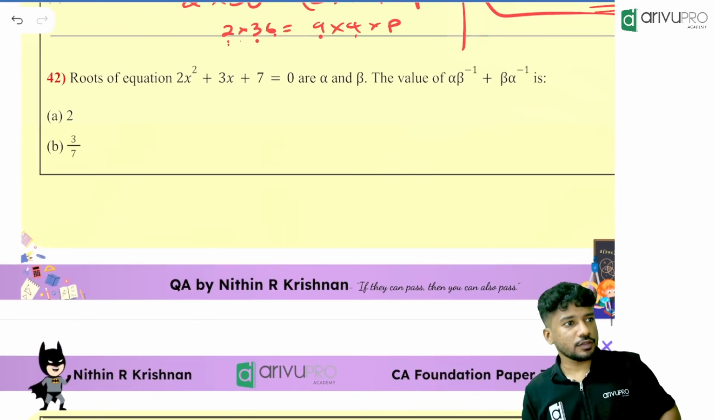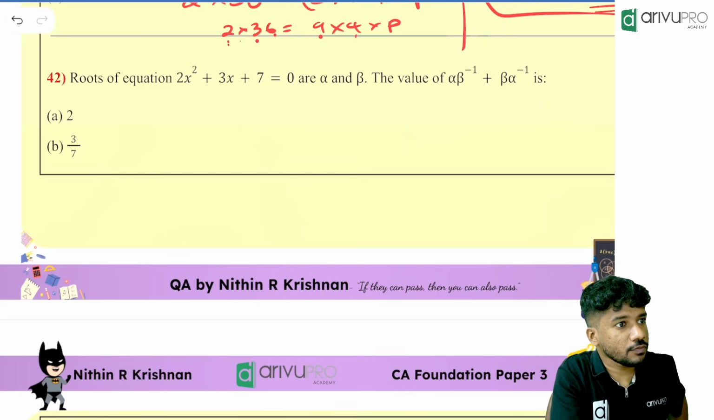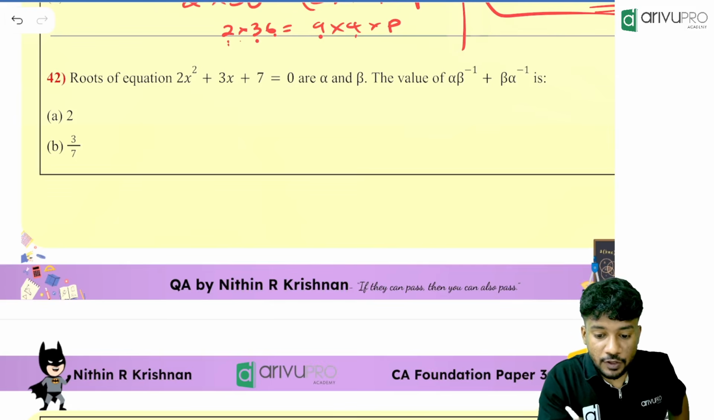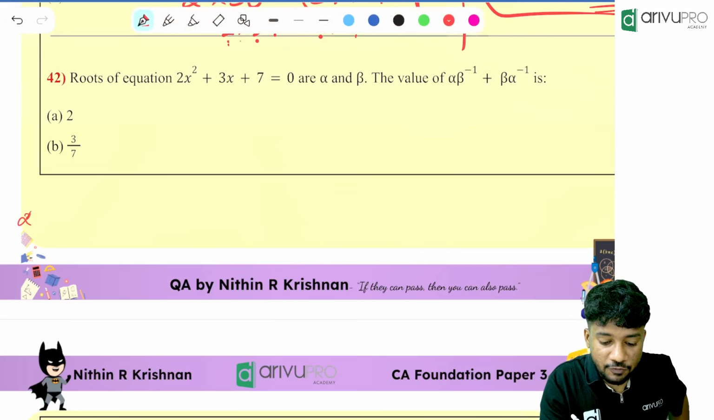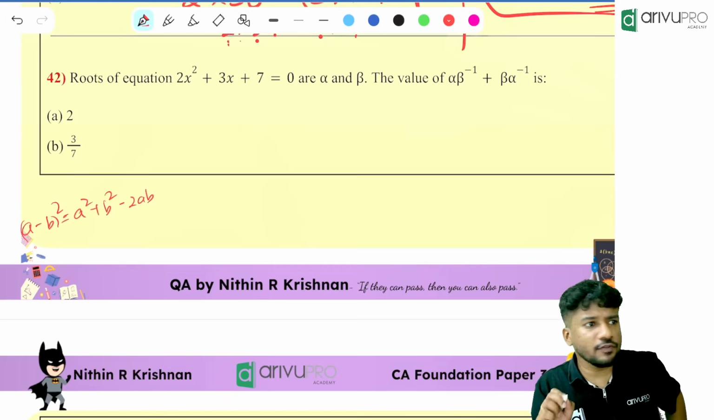Look at the question. So minus 2ab plus 2ab got cancelled, remaining minus 2ab. How minus 4ab? No. So if you ask me, when I said (a minus b) the whole square is nothing but a square plus b square minus 2ab. Okay, that is the general formula.